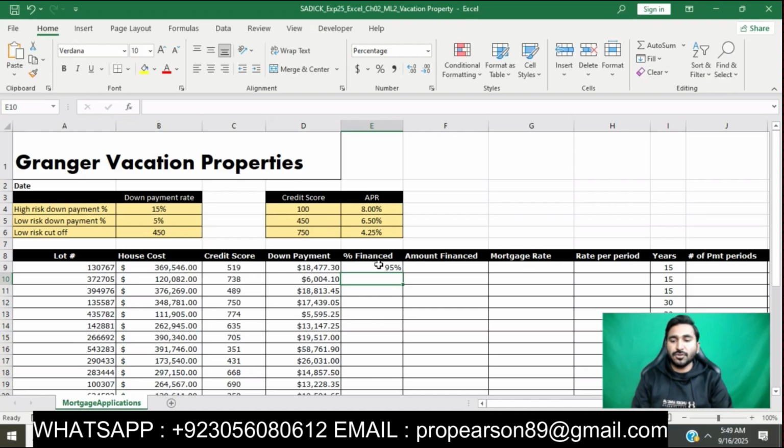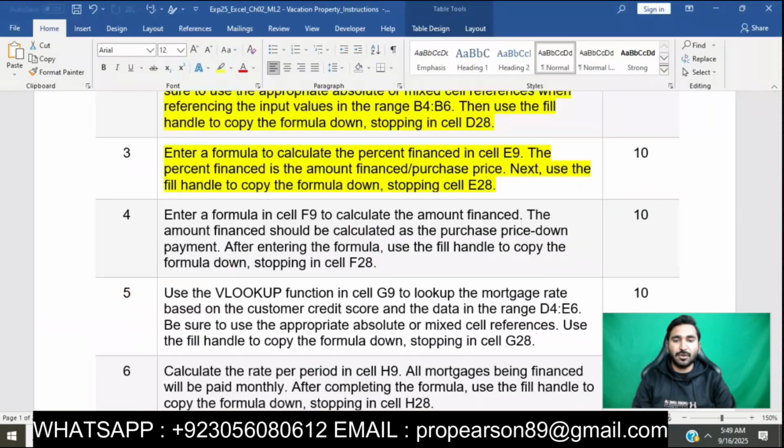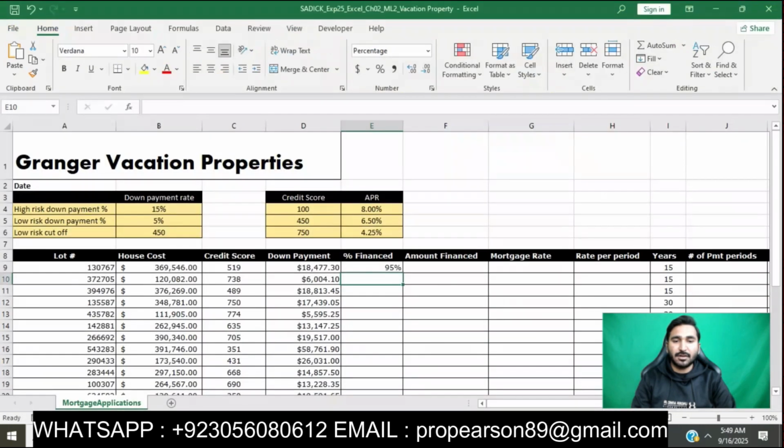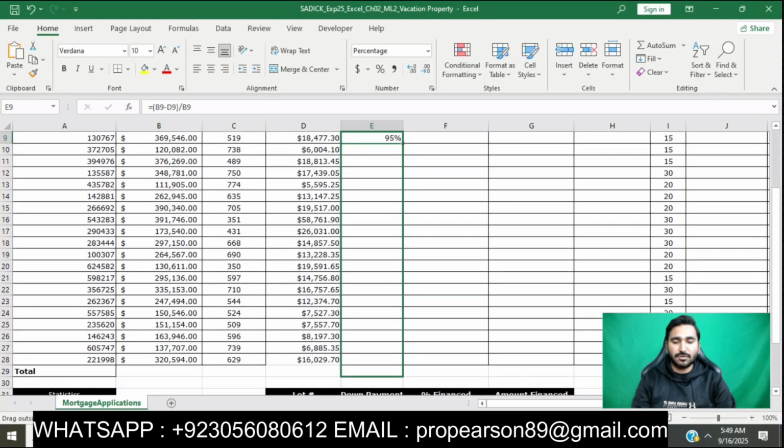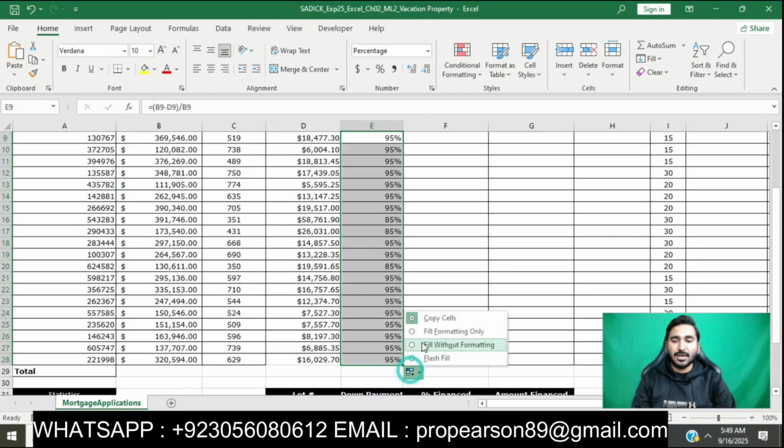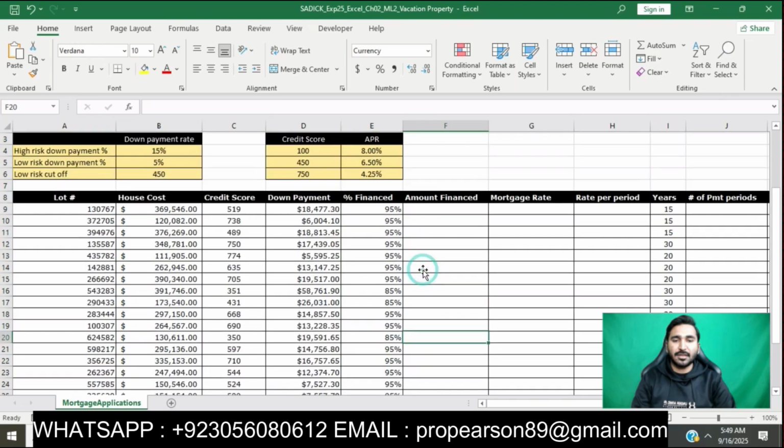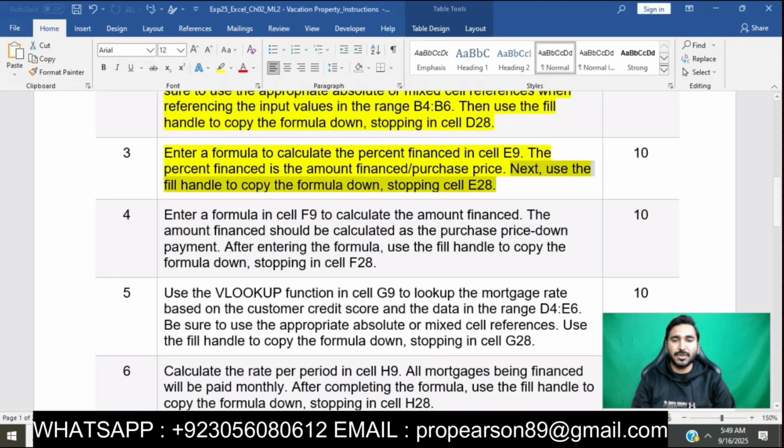Now we will use the fill handle to copy the formula down through cell E28. You can see I have entered the formula and found the percentage financed in cell E9. Now I am using the fill handle to copy the formula down through cell E28. Okay, this is good now. Now I am going to do the next question of this assignment. I have done this question well. Please focus on my PC screen.